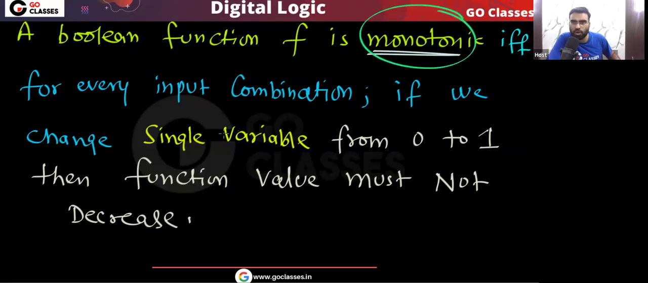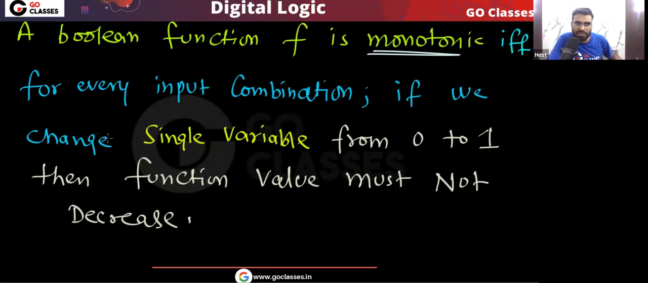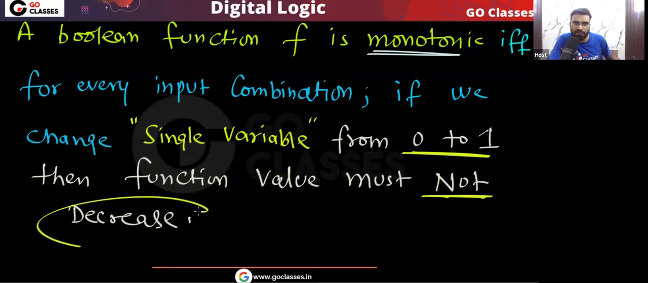When can I say a function is monotonic? A function is monotonic when for every input combination, if we change a single variable, remember, we have to change a single variable. You cannot change two variables. You have to change a single variable from 0 to 1. Basically, you are increasing. Then the function value must not decrease. You are increasing, so this should not decrease. Is this clear? Please tell me.